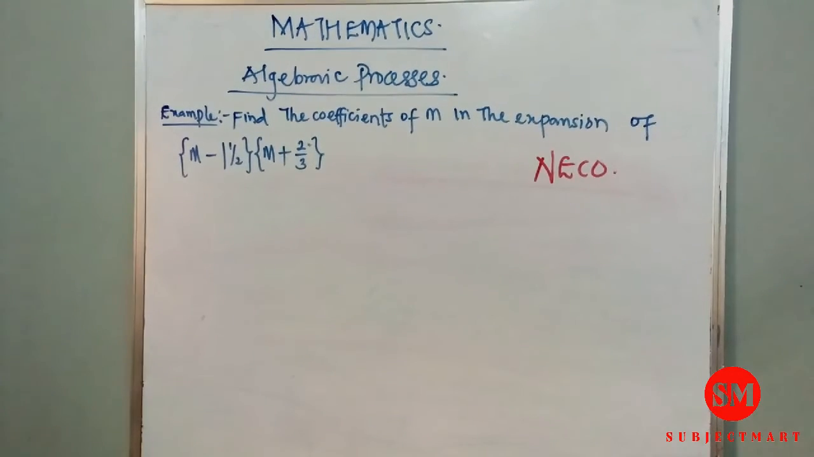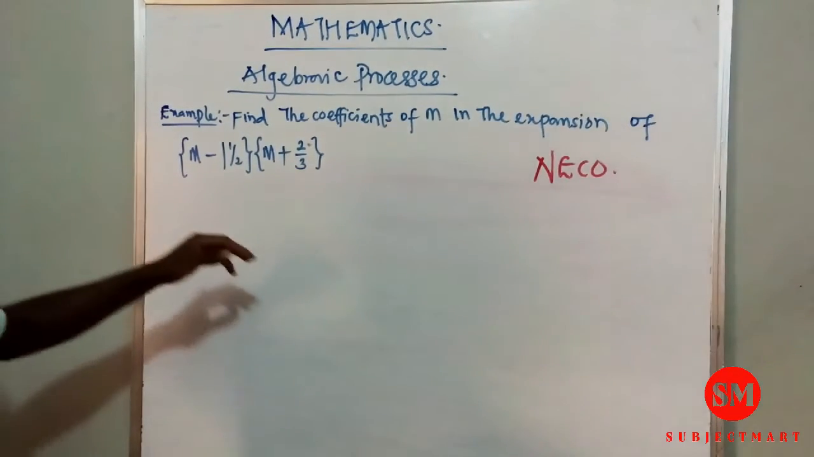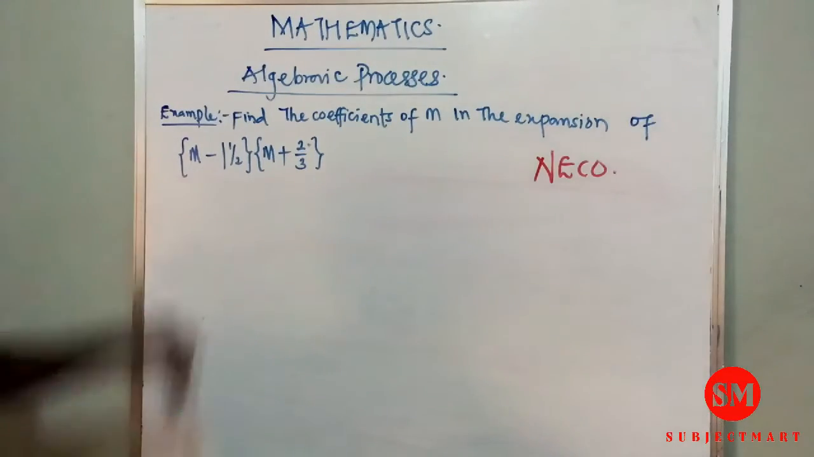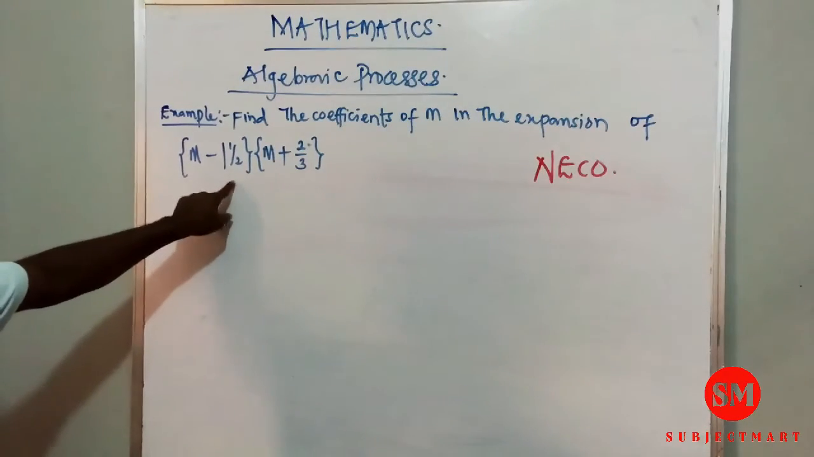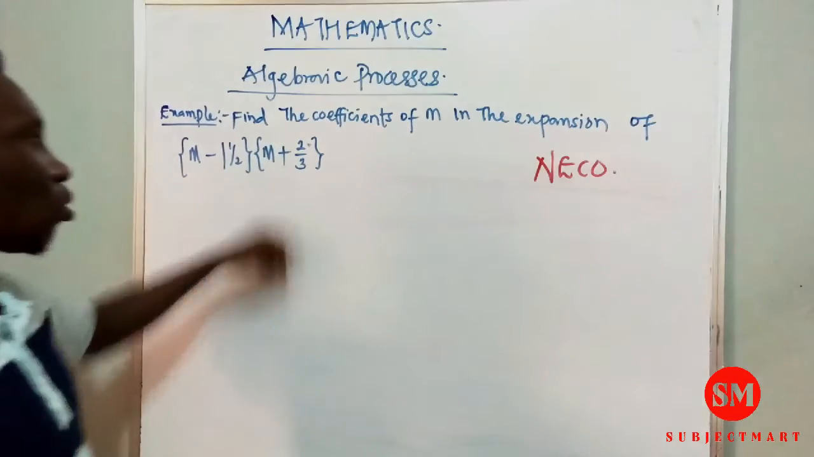Now, this question: find the coefficient of m in the expansion of m minus 1 over 2 and m plus 2 over 3.